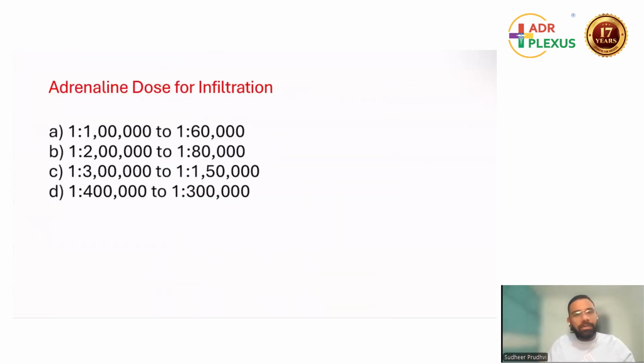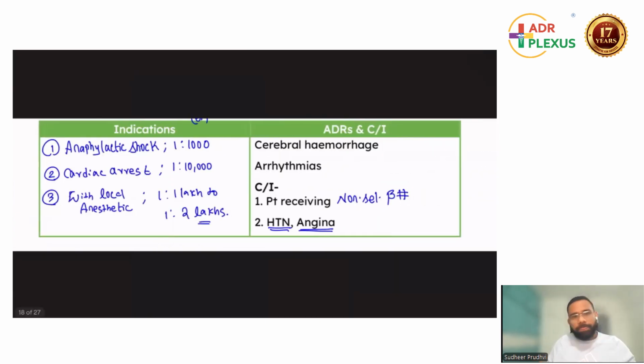Now, coming to the adrenaline dose for infiltration. This is also something we have discussed in the 2024 ADR Plexus 2024 regular workbook. So adrenaline dose, clearly here I have mentioned three ratios of adrenaline. One is 1 to 1,000, next one is 1 to 10,000, and one is 1 to 1 lakh to 1 to 2 lakh. Clearly, you have mentioned.